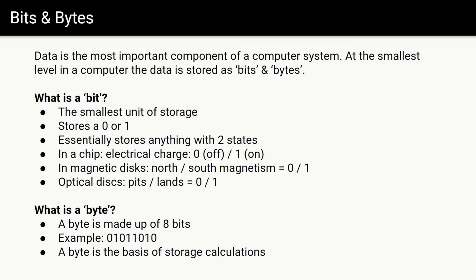01011010. So that binary number there can actually represent 90 as a decimal number, 5A in hexadecimal, and uppercase Z. And so that's why we use a byte as a basis for all storage calculations.